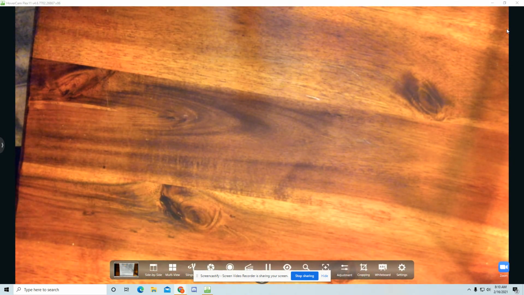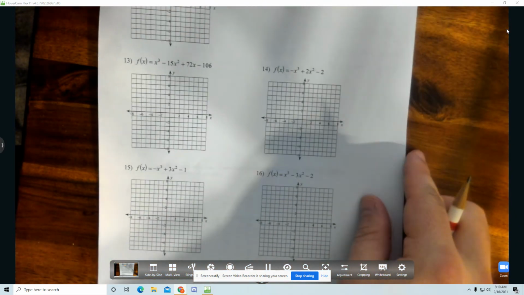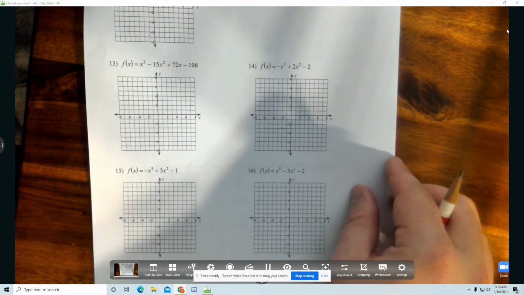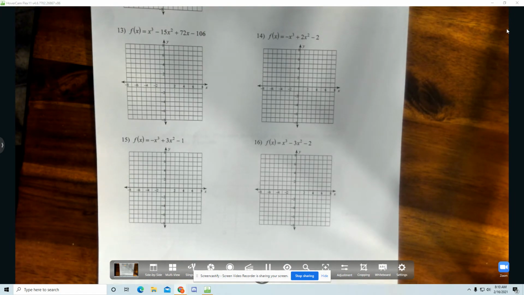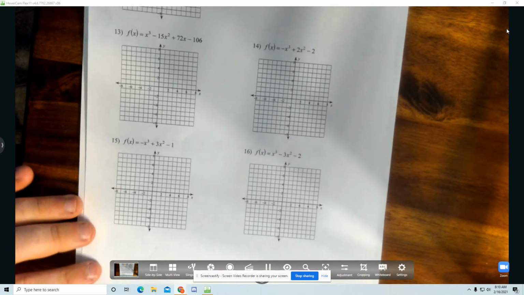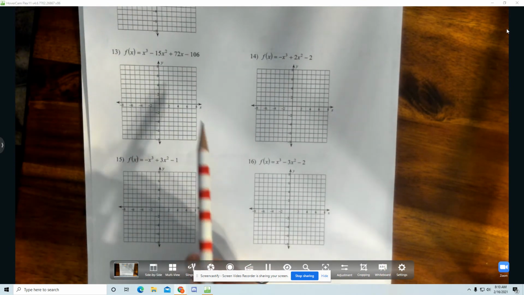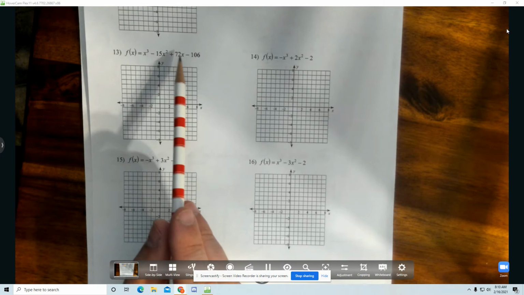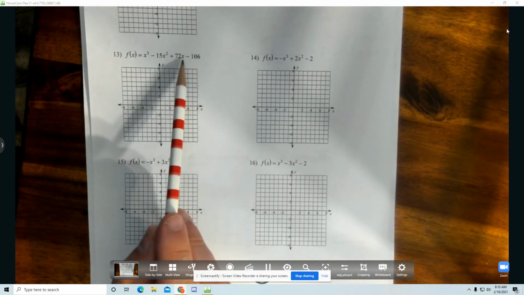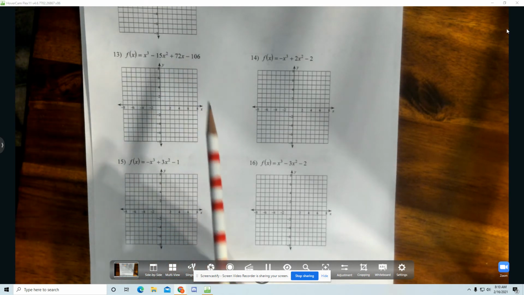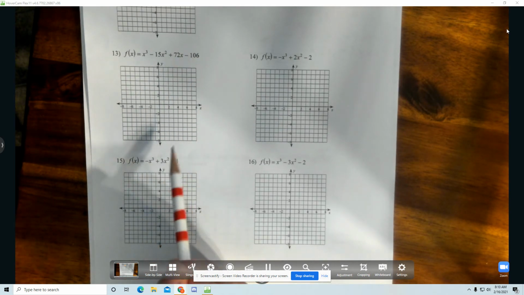All right, we'll do one more and then I'll turn you loose on this. One more. Let's go to 13. Now, 13, granted, you can do this a lot of different ways. With 13, 14, 15, 16 here, you can plot points, like you can plug in 0 for x here. If you plug in 0 for x, all this is going to go away and you're going to be left with -106, which is going to be way down on the graph. So it's not even going to fit on the graph.